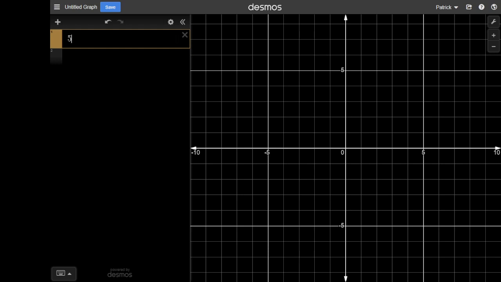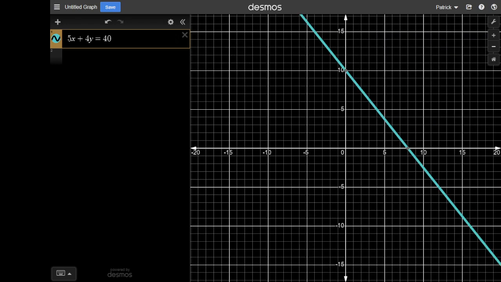Let's type in the equation 5x plus 4y. How about typing in using correct letters? 5x plus 4y equals 40. That's the equation we were trying to graph. And it currently falls off the edge of the screen, but there's a nice zoom out button over here, which will give us a nicer picture and let us see the same line that I just plotted by hand.